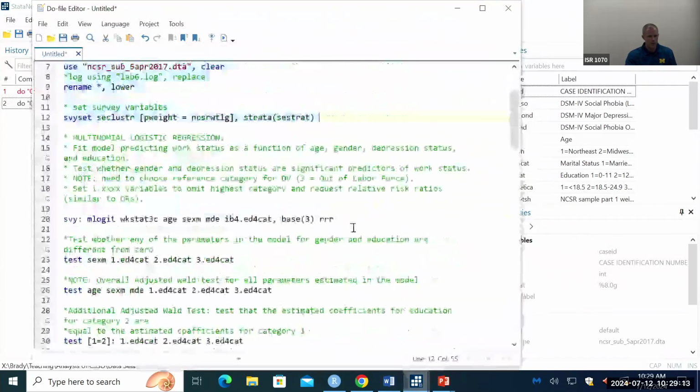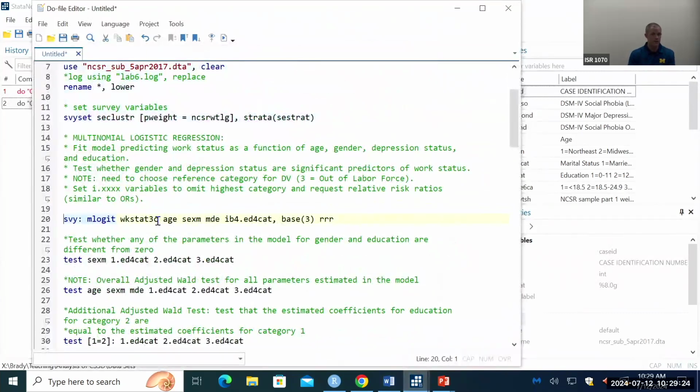For the multinomial model in Stata, remember the command that we would use is svy: mlogit. The dependent variable in this case is going to be working status, like we talked about in lecture. And as predictors, we're considering age, sex, having a major depressive episode, and education category, with category 4 of education set as the reference. I'm using ib4 specifically to set category 4 as the reference category.